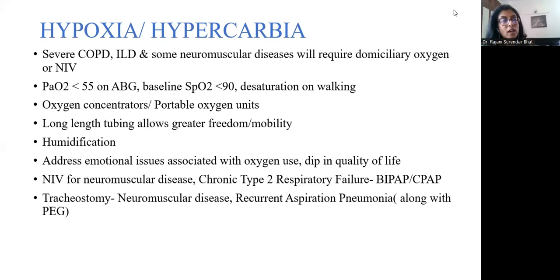So they look at it as a disability. They look at it as weakness. And we try to tell them that oxygen is like a wheelchair that is allowing you mobility. Oxygen allows you to go out and lead a social life. The only thing, of course, is that you can't be actively smoking if you have home oxygen, and we have to watch out for fire hazards.